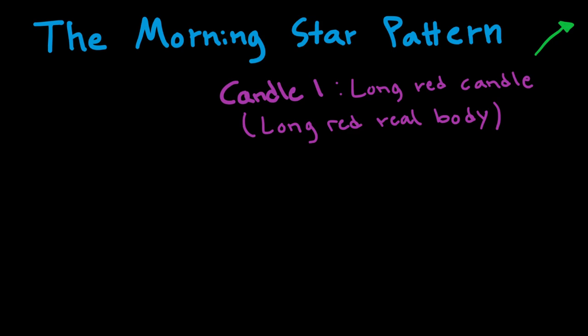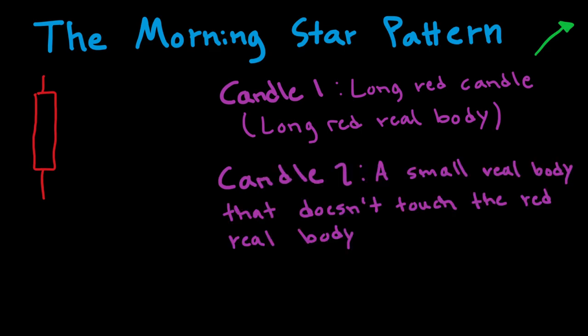So if you know the terms, you know that the real body is the body that looks like a rectangle here. So it would look something like this, maybe has some shadows like this. And then candle two. So candle two is a small real body that doesn't touch the red real body. So it would look, for example, something like this.